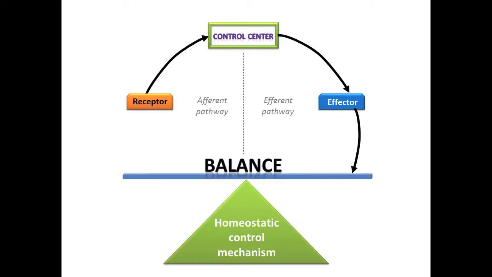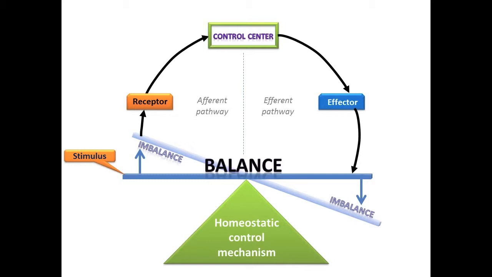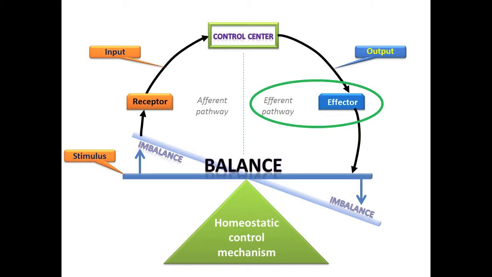So this is the way homeostasis works. Normally, the system is in balance. But when something happens, a stimulus that knocks it out of balance, a receptor will recognize the change and send input to the control center, which is usually located in the brain. An output message will then be sent back to an effector at the site of change, and a response will occur.